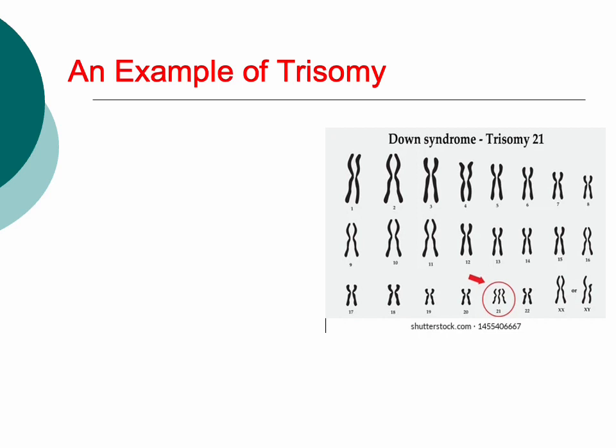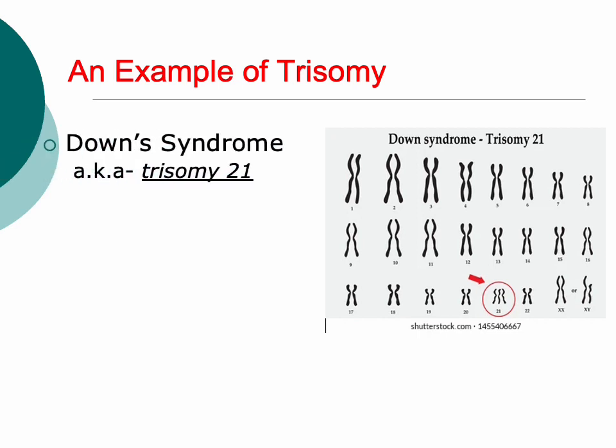An example of trisomy, a very good example, is Down syndrome. Down syndrome is also known as trisomy 21. This is a type of aneuploidy wherein you have an extra chromosome on the 21st chromosome.